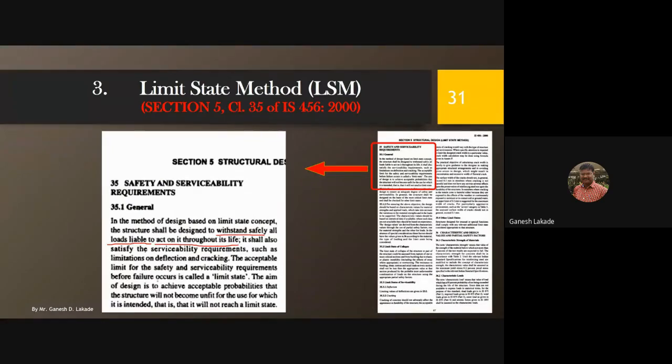Okay. And it also satisfies the serviceability requirements. Serviceability requirements I have already told you, such as the limitations of deflection, cracking, etc. These are the two main serviceability conditions: deflection and cracking. Because deflection provides safety to the users, or you can say the confidence of using that particular building or structural component. And cracking gives us the durability, or you can say whether the structure is stable throughout its intended lifetime.